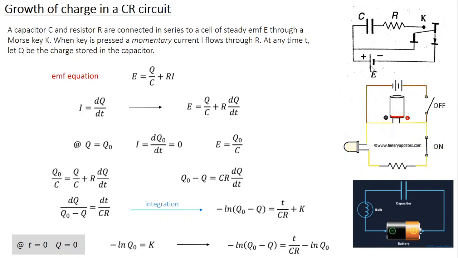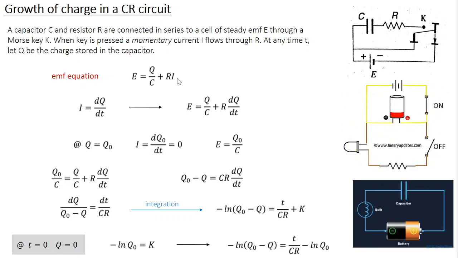So you have a constant EMF E provided by the source. A part of this EMF is going to drop across the capacitor and the remaining part is going to drop across the resistor. So if the charge stored in the capacitor is Q and capacitance is C, the potential drop across the capacitor is Q by C. Similarly, if I is the momentary current, the potential drop across the resistance is IR. So the EMF equation is source EMF E equal to Q by C plus RI.